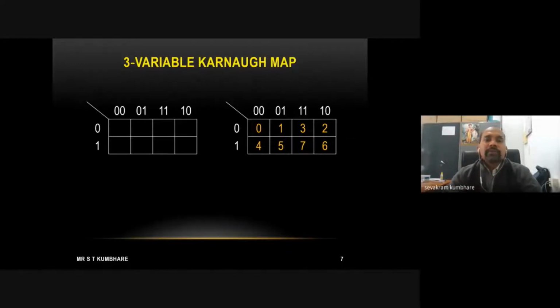So this is a 3 variable K-map. Normally we do not use a 2 variable K-map. It's rarely used, because instead of using a 2 variable K-map, if you use the algebraic method, that will be easier. So that's why we don't use the K-map for 2 variables. We normally use a K-map with 3 or 4 variables. So let's see this 3 variable K-map.